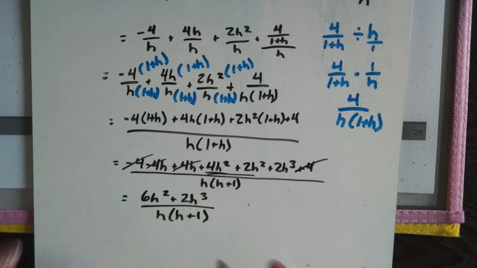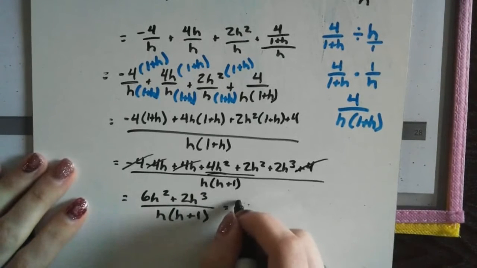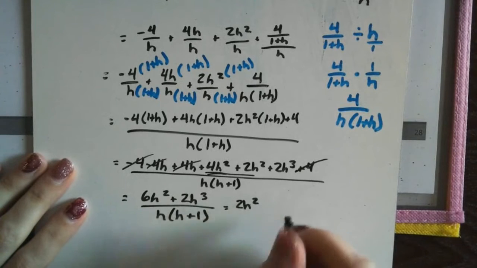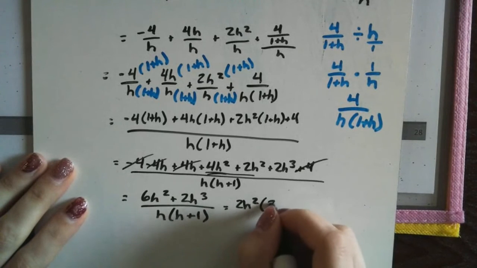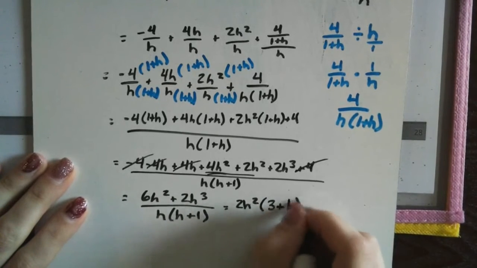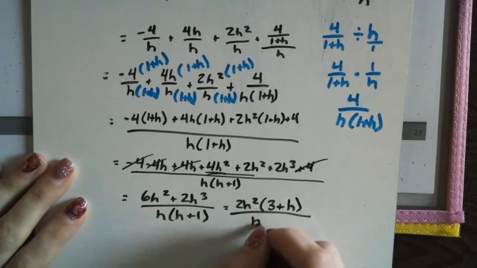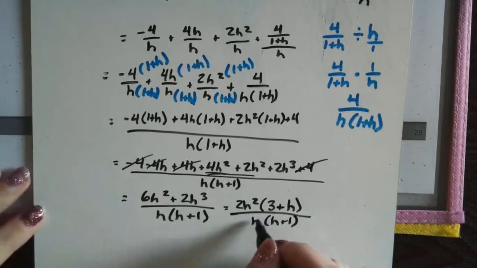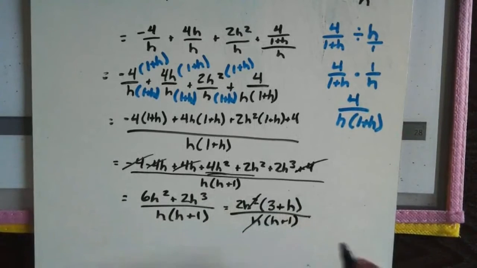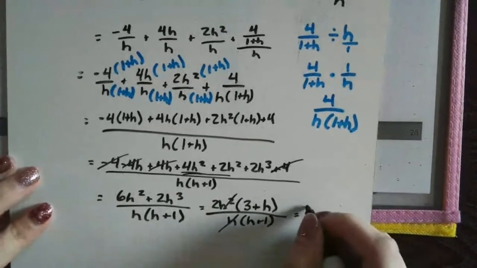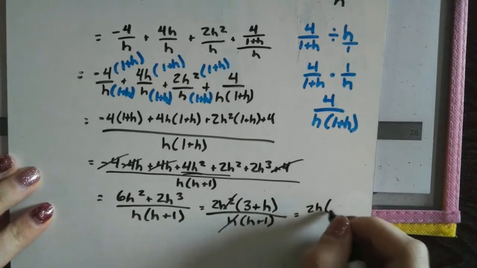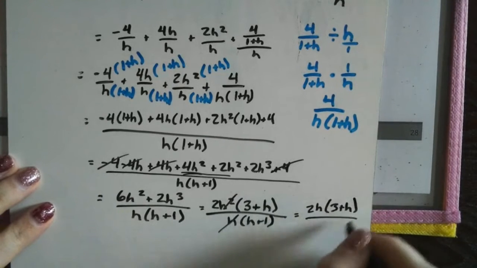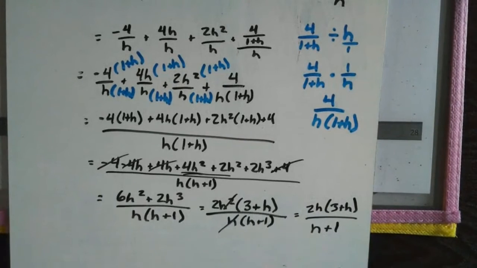I can factor my numerator. There's a greatest common factor of 2h squared that I can pull out, which leaves me with 3 plus h over my h times h plus 1. One of my factors of h cancels out, and I'm left with 2h times 3 plus h over h plus 1.